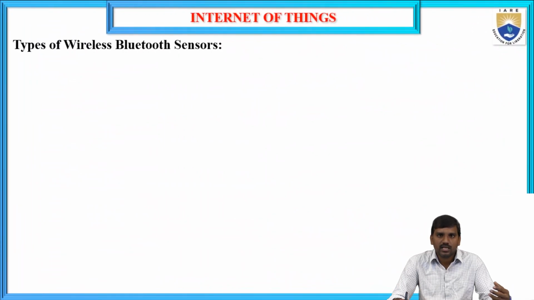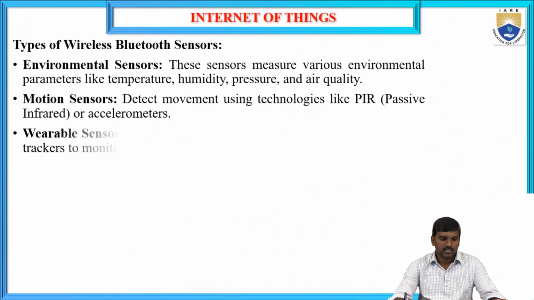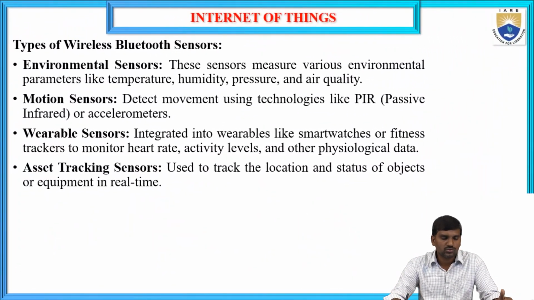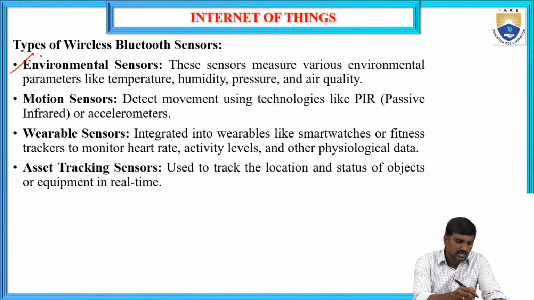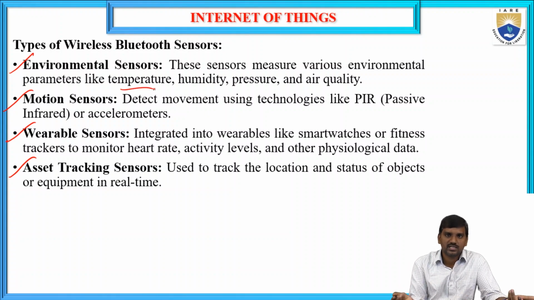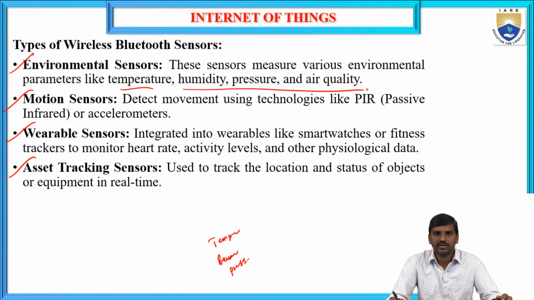So here are the types of wireless Bluetooth sensors. Here we have four types of Bluetooth sensors: environmental sensor, motion detector sensor, wearable sensors, and asset tracking sensor. In terms of environmental sensors, these sensors measure various parameters of the environment itself. You can record temperature, humidity, pressure, or air quality. These are the input parameters for the environment.